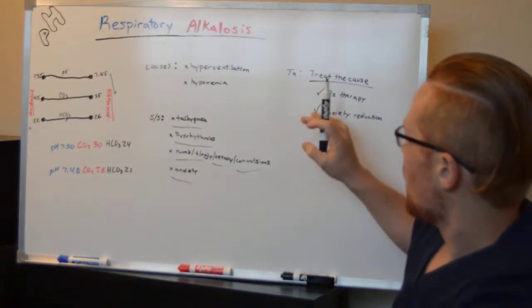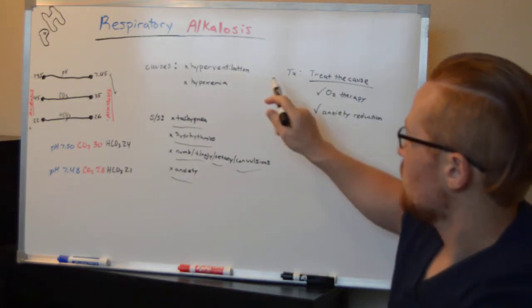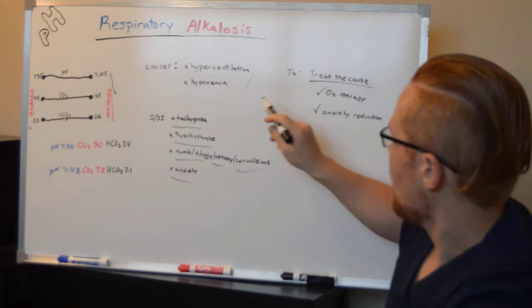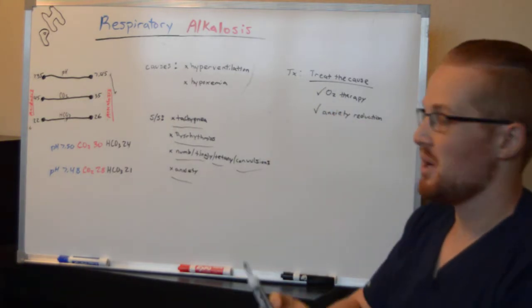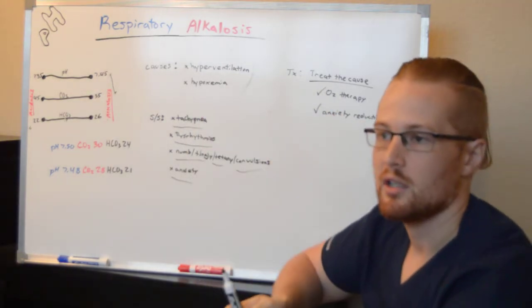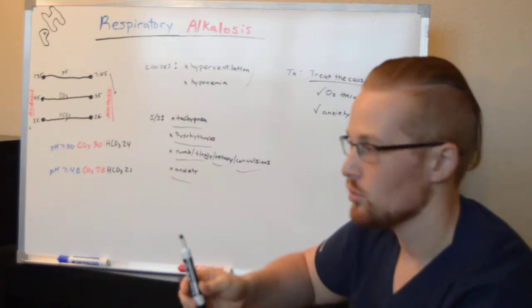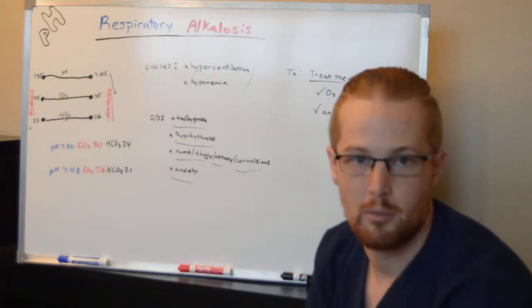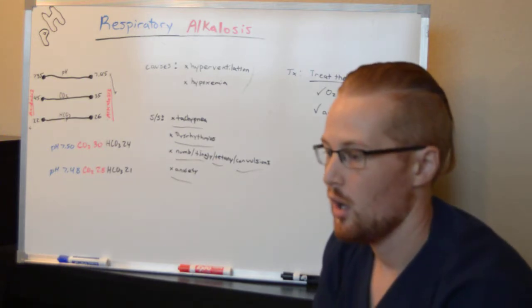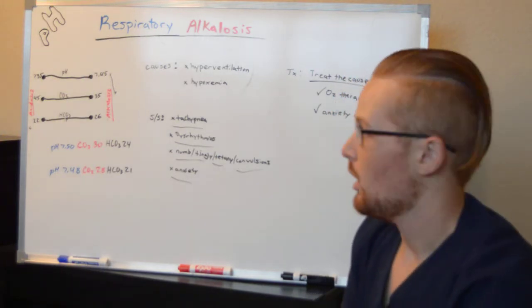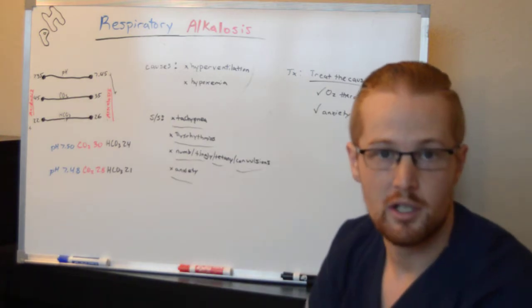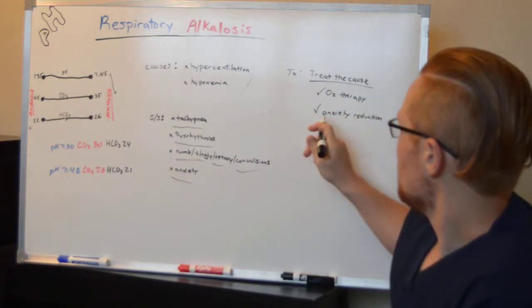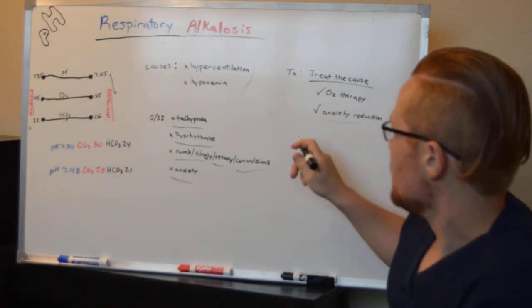And so how do we treat respiratory alkalosis? Well, you identify the cause and you treat the cause. So if the patient is hyperventilating because of high anxiety levels, you may need to do some anxiety reduction, whether this is through medicine or through behavioral therapy, or if they're in a psych ward, you need to treat them for that. You need to make sure you can reduce their anxiety.